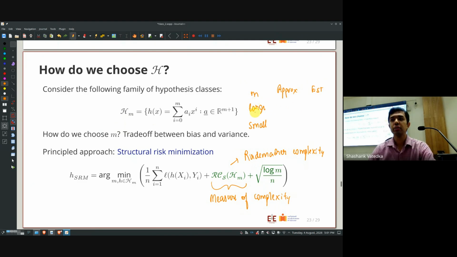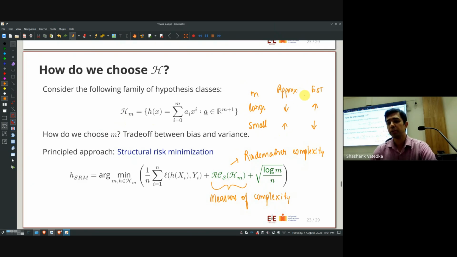If m is large, that is, the degree of the polynomial is large, then the approximation error is lower because you can approximate a richer class of functions. But the estimation error is higher because the VC dimension is large, and you need more samples in order to get the same generalization error. On the other hand, if you take a small m, then the approximation error is large, but the estimation error is small. Right?